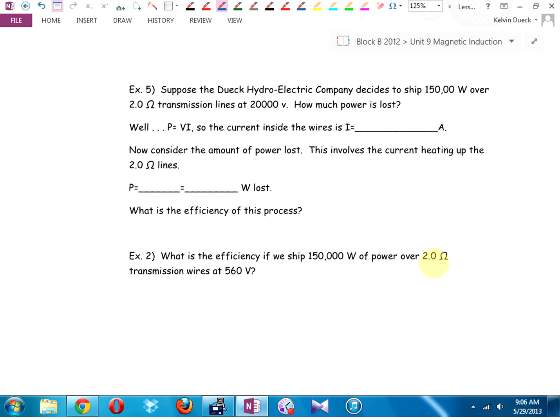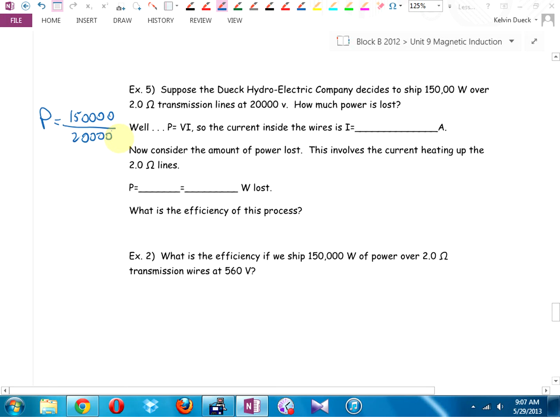Well, first I need to figure out what current I need to ship this at. By the way, this is a nice written question. I like this question. Power equals V times I. How much power am I shipping? 150,000 watts. What's the voltage I'm shipping it at? 20,000. If I want to do this, what current will be flowing through those power lines? Can someone crunch the numbers for me, please?